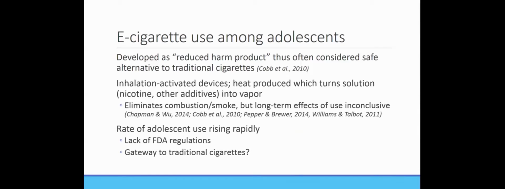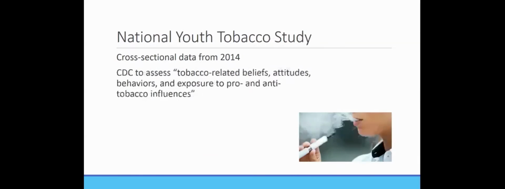But the rate is rising very rapidly. E-cigarettes are used significantly more commonly than traditional cigarettes by today's adolescents. Until last August, they lacked FDA regulations. And a question that we have been wondering is whether e-cigarettes might actually be a gateway to traditional cigarettes. Maybe kids are using e-cigarettes that have nicotine in them, and then they're getting hooked on nicotine, and then they're going to be driven to smoke the carcinogen-laden traditional cigarettes. So we wanted to examine this a little bit.